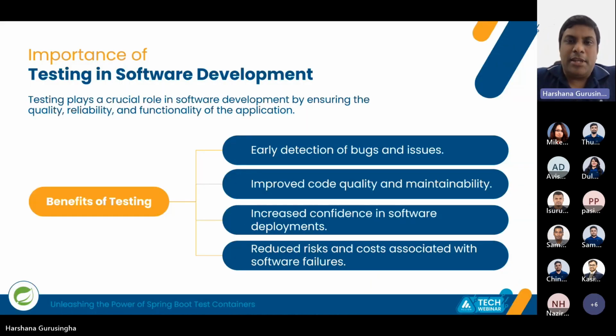As we all know, testing plays a vital role in software development as it ensures the quality, reliability, and functionality of your applications. Testing provides several key benefits in software development. It enables early bug detection, improves code quality, boosts confidence in deployments, and reduces risks and costs. By prioritizing testing as an integral part of your development process, you set the foundation for building robust and successful applications. Now, let's dive deeper into a specific and fairly traditional type of testing, which is unit testing.